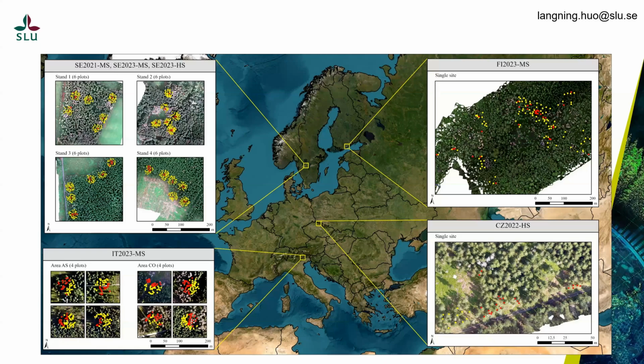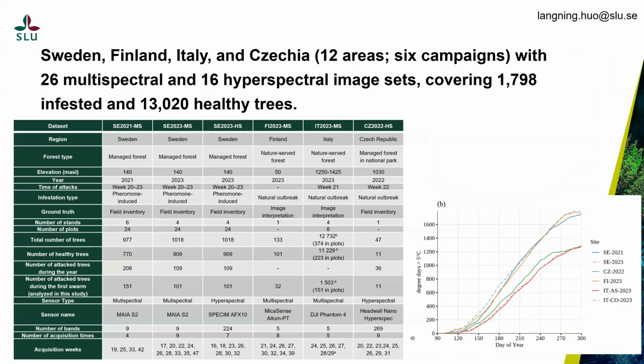So this is our data set. So from 4 different countries, and then of course in some countries there are even more areas that are analyzed in the data set. And we have a case from Sweden, from Finland, and also from Central Europe in the Alps area and in the Czech Republic. And so to summarize it, we have data from 12 areas, including 6 different drone campaigns with time series, multispectral, hyperspectral images, and covering thousands of infested trees and more than 13,000 healthy trees.